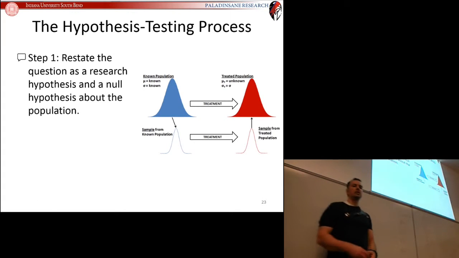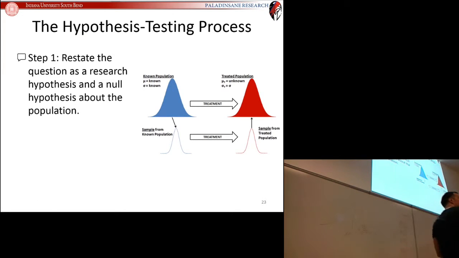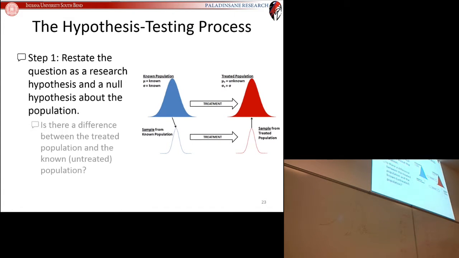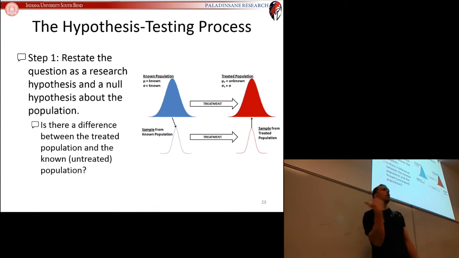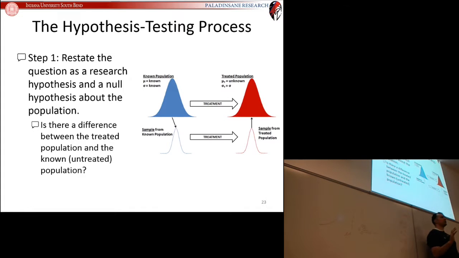Step number 1, restate the question as a research hypothesis and a null hypothesis about the population. All right, so in general, what we want to know is whether or not there's a difference between the treated population and the untreated population. If there is a difference between your treated and your untreated populations, that means your treatment did something. If there is no difference between those two, that means your treatment did nothing. So that is how we can tell whether our treatment is effective or not.